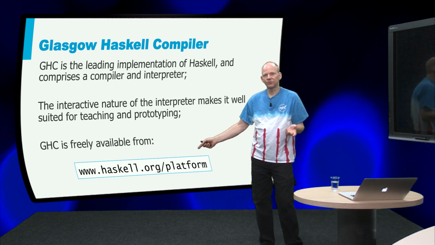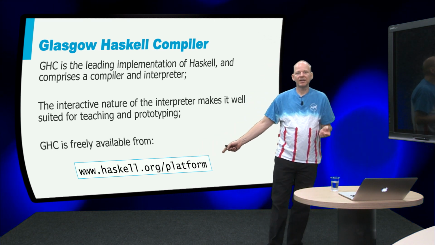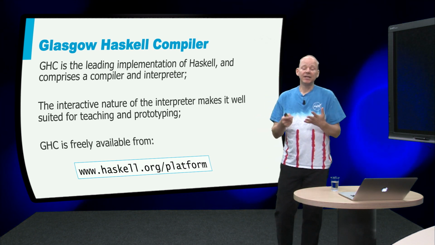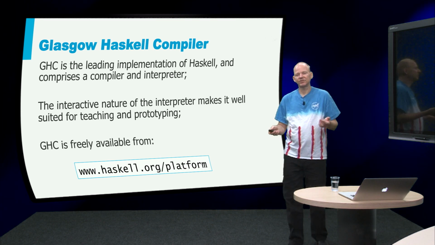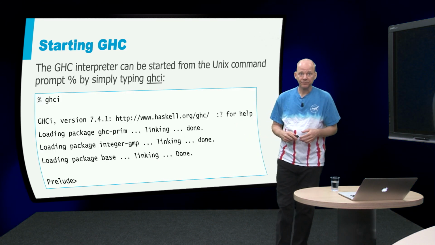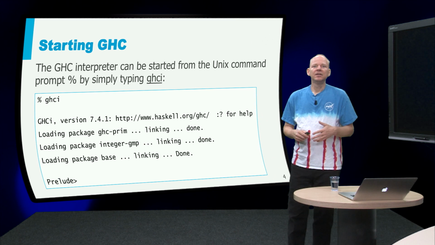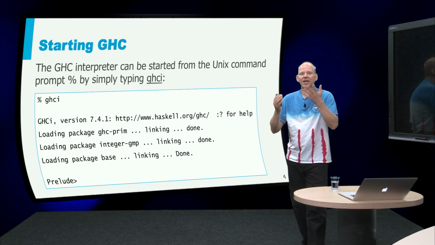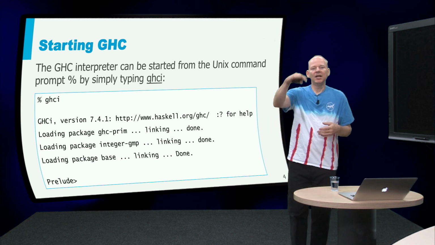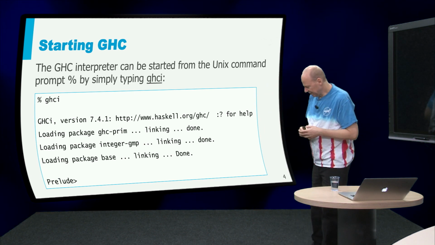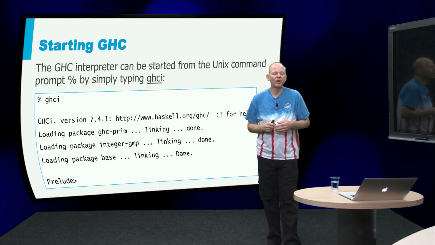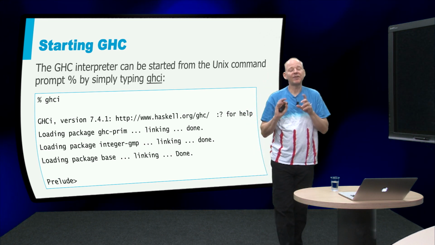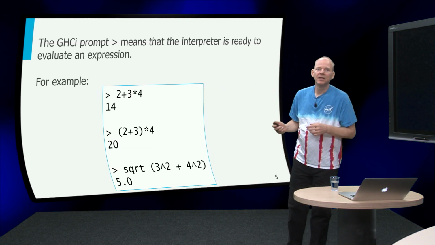You can also Google or Bing for the Haskell Platform, and it's available for all major platforms: Mac, Windows, and Linux. To start GHC, you just type GHCi from the command line, and then you get some text blurbs, and there you see a prompt, Prelude, and that's where you can start typing in expressions.